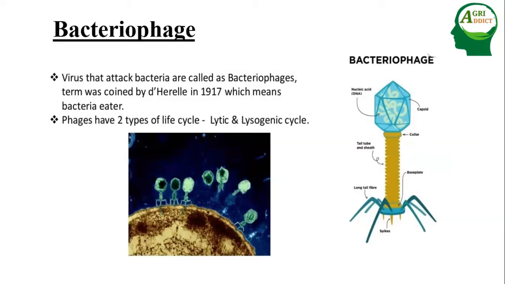I told that bacteriophage is a virus which infects bacteria. This was given by D'Herelle in the year 1917. As you can observe in the picture, this is the nucleocapsid, which is covered by a protein coat. And this is the collar region, which connects the head to the tail fibers. The middle region is the sheath, which ends in the base plate. The base plate has the tail fibers, which end in the spikes. So this is how the bacteriophage attacks the bacteria.